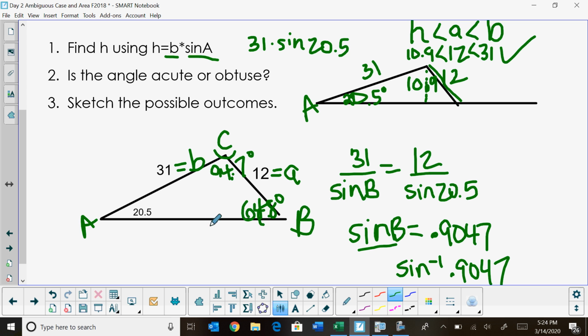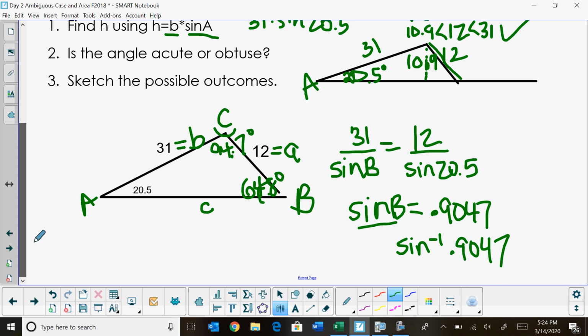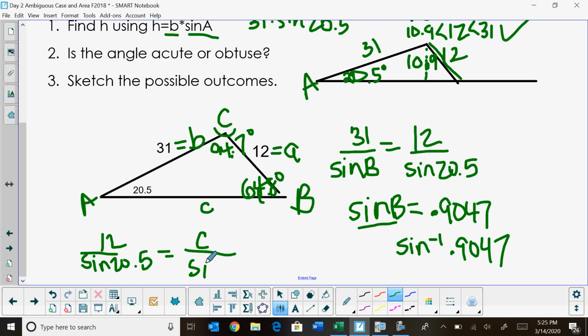Now we can use the law of sines to find side C by taking A over sine A is equal to C over sine of C, which is 94.7. Well, let's go ahead and do that step. So let's take 12 over sine 20.5 is equal to C over sine of 94.7. And then do our cross products, 12 times sine of 94.7.